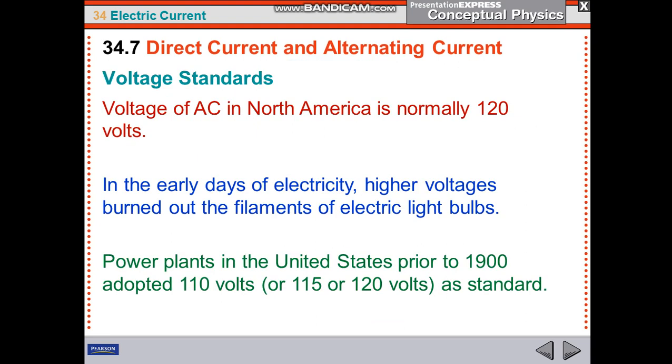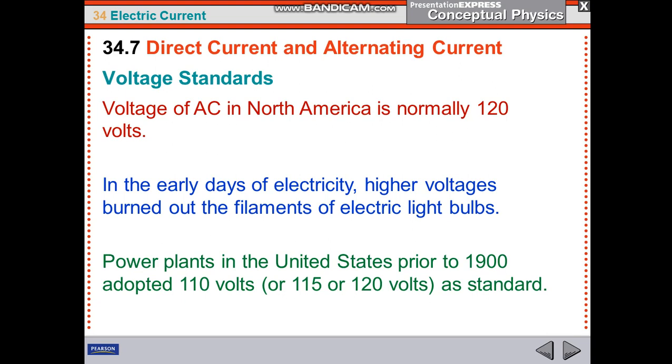Voltage standards. Voltage of alternating current in North America is normally 120 volts. Listen, for direct current, if you are using a battery or even a DC generator, there is a fixed voltage, but for alternating currents that can be different according to the generator used in power stations.